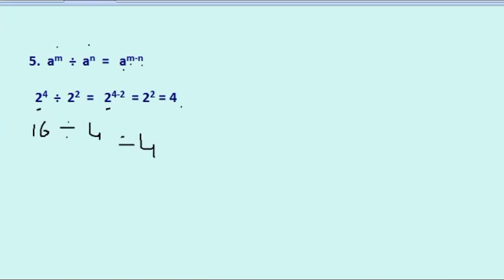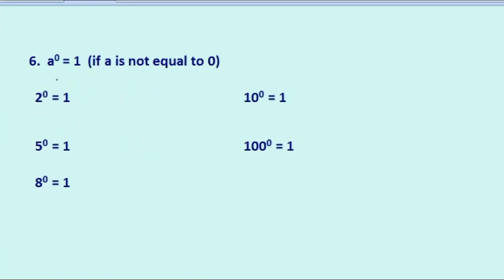Next, the sixth important thing which I want to tell you is a raised to the power of 0 is equal to 1. One condition is there: a should not be equal to 0. So this basically means that if any number has power 0, then the resulting number will be 1. If it is 2 raised to the power of 0, the answer will be 1.